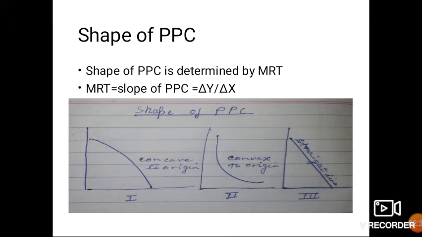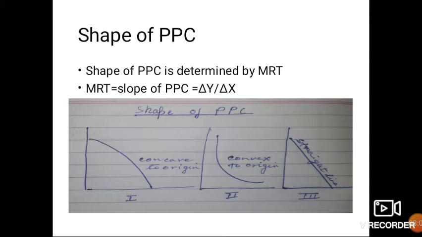In case of Khetilal, if Khetilal has to increase 1 unit of wheat, that is x, so definitely he has to sacrifice some units of y. This rate of sacrifice is known as MRT, marginal rate of transformation, or it is also known as marginal opportunity cost, or MOC in short form. It is also known as slope of PPC.